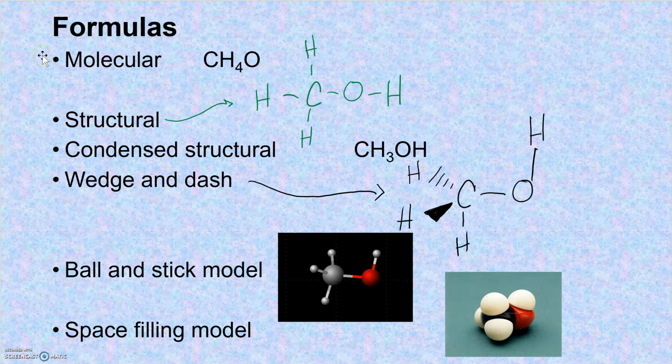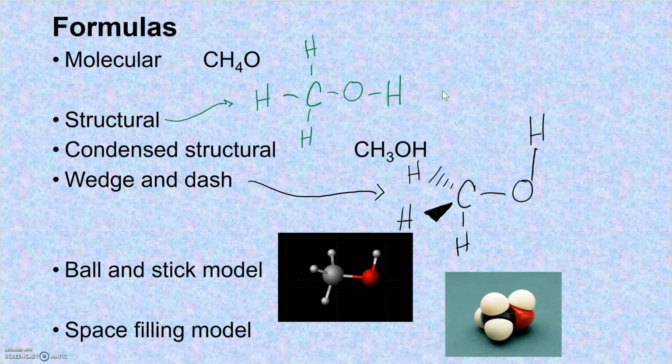So, different types of formulas. We have our molecular formula, which tells us the atoms that are there and the relative amounts, but it doesn't really tell us much about the chemical structure. So a structural formula, the second one down, will show us how this is laid out. So we can see here that our carbon has 3 hydrogens and an oxygen attached to it. And then there's a hydrogen attached to the oxygen on the right. Now, you might be able to get that from the molecular formula, but you wouldn't know for sure.